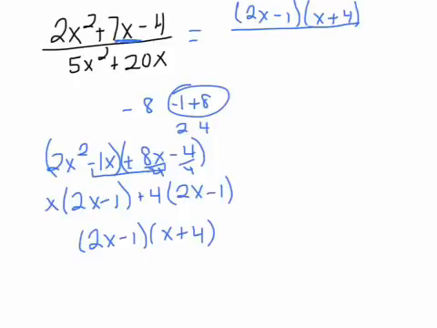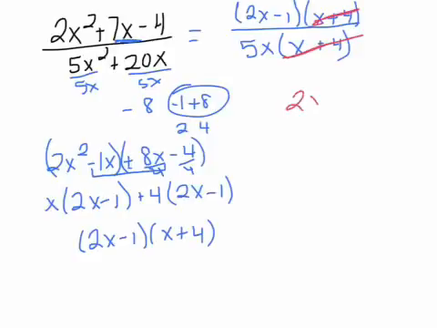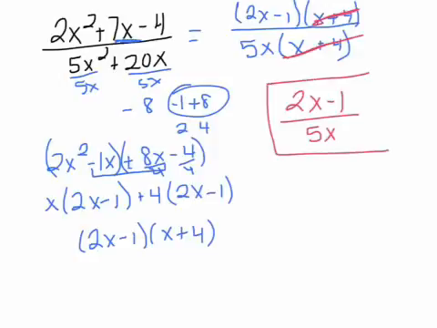The denominator, I can factor out a 5 and an x. So when I factor out a 5x, it means I'm dividing it out of both terms. And I'm left with an x plus 4. So now that I'm completely factored, I'm going to cancel top to bottom. So I'm going to cancel this x plus 4 with x plus 4. And left over, I have a 2x minus 1 for the numerator and a 5x for the denominator. And there's my final answer.